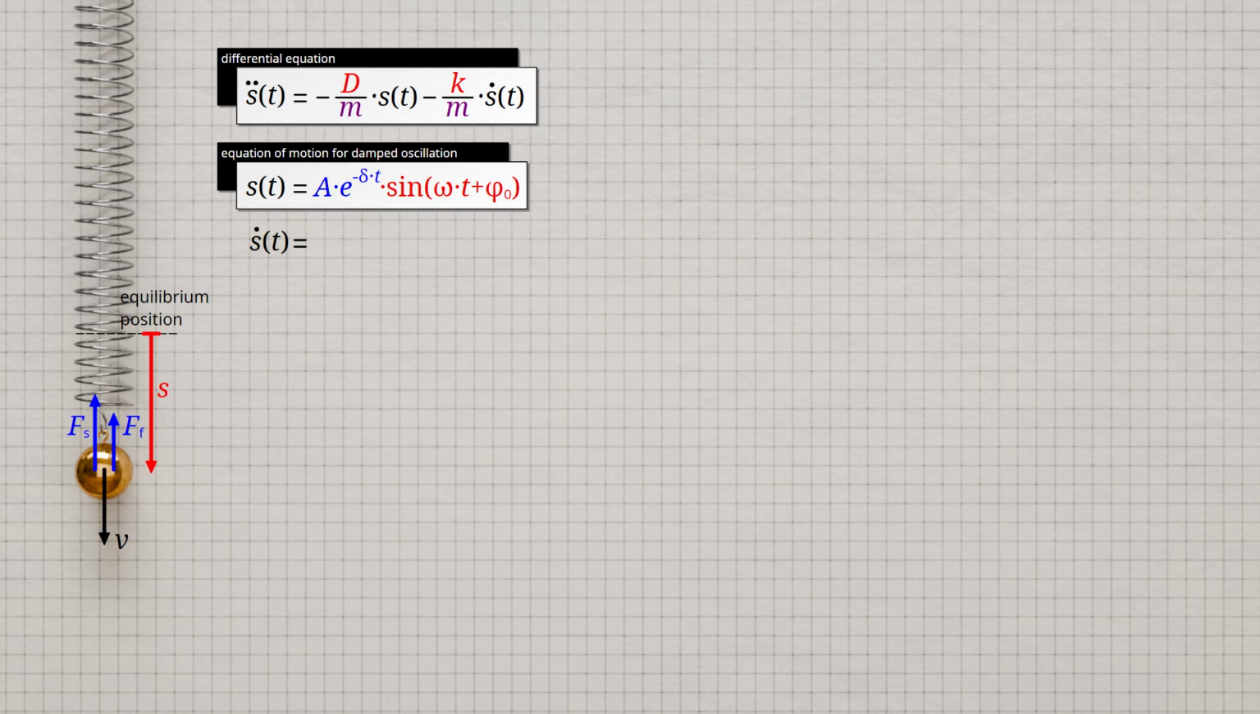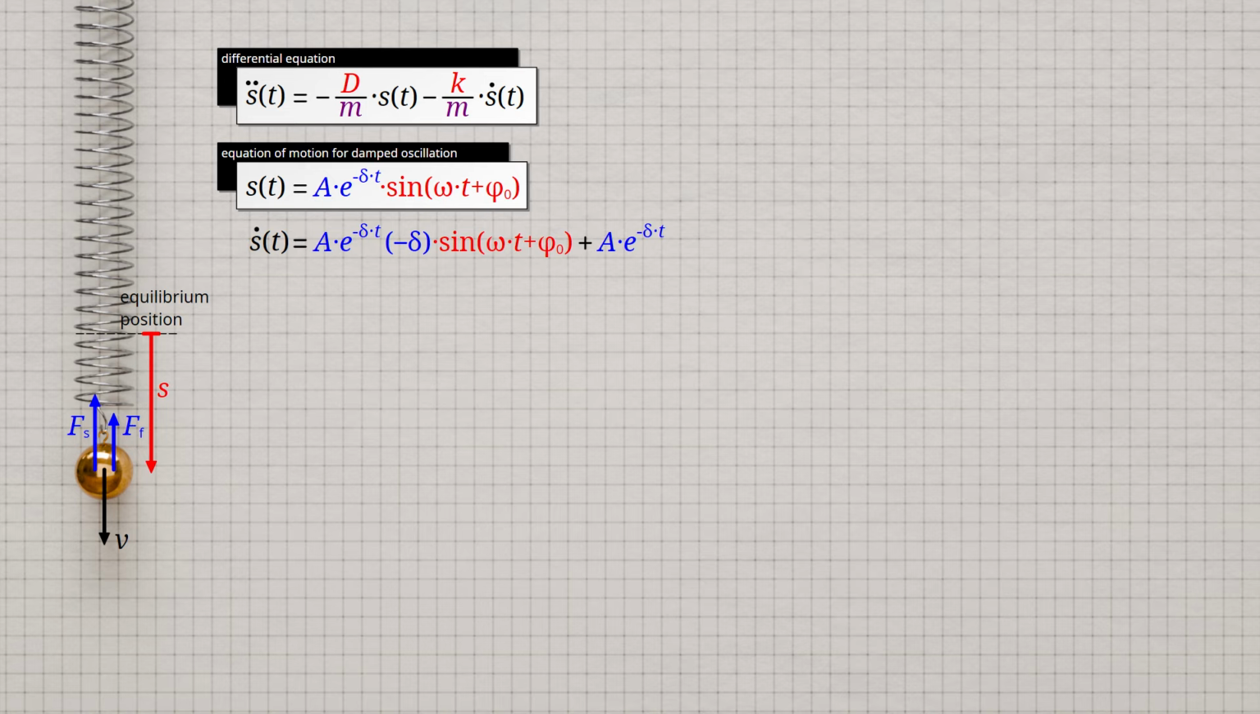To verify the solution using the differential equation, we need both the first and the second derivative of the possible displacement function. In this case, we must apply both the product rule and the chain rule. We first apply the product rule to the exponential expression marked in blue and the sine expression marked in red. We first differentiate the exponential expression marked in blue, while leaving the sine expression marked in red unchanged. The derivative of the outer exponential function gives the exponential function itself. This is then multiplied by the derivative of the inner function, which is the exponent minus delta times t with respect to time t. This results in minus delta. The sine term marked in red remains unchanged. Next, we leave the exponential expression marked in blue unchanged and differentiate the sine term marked in red.